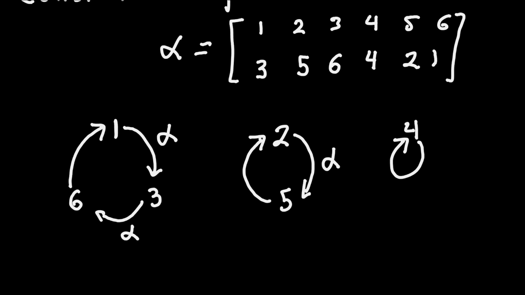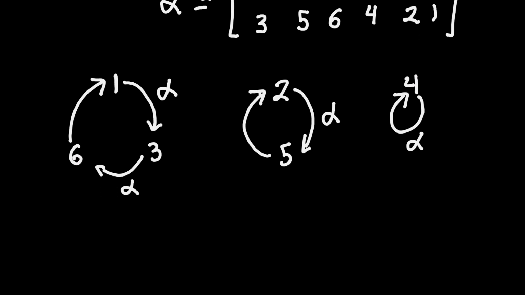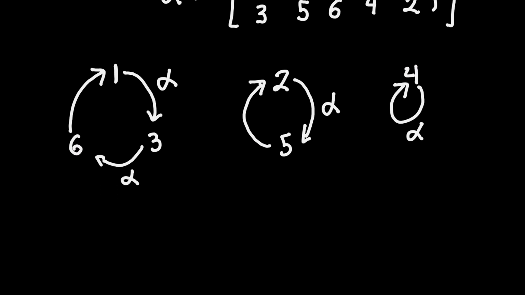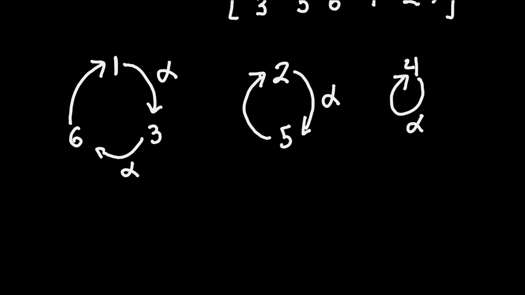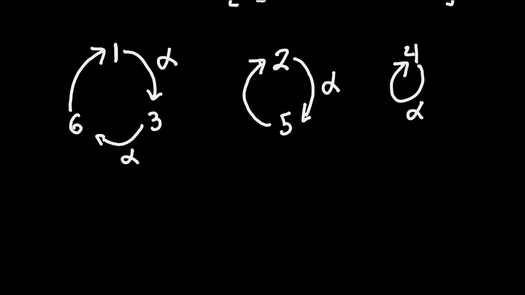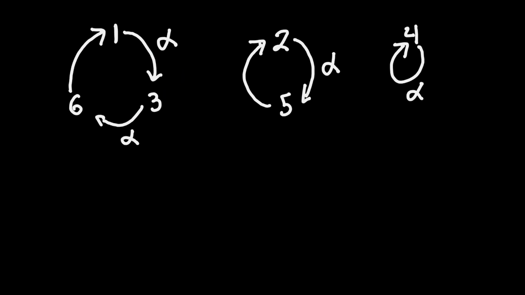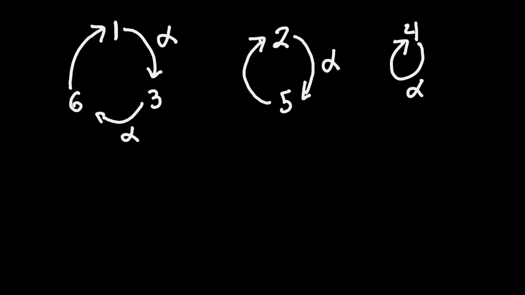Now, if you look at this type of, again, graphical representation, we cover all the elements 1, 2, 3, 4, 5, 6. So they are here. 1, 2, 3, 4, 5, and 6. Now, this is not yet the cycle representation here. So for every one of those cycles, if you want to call it like that, we're going to use this notation.